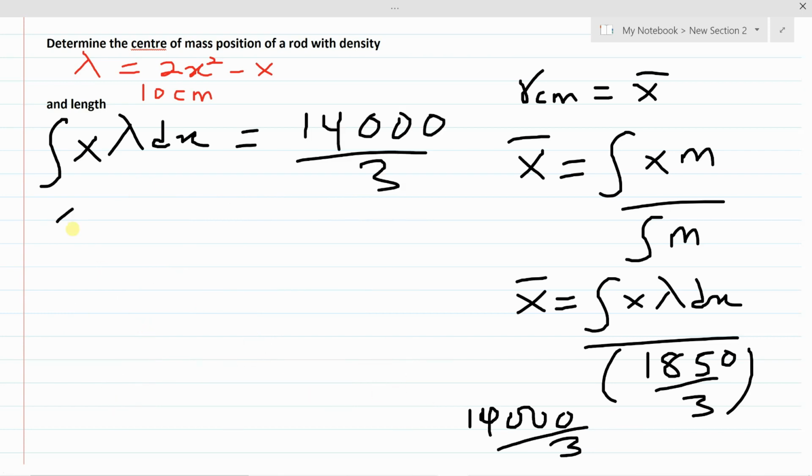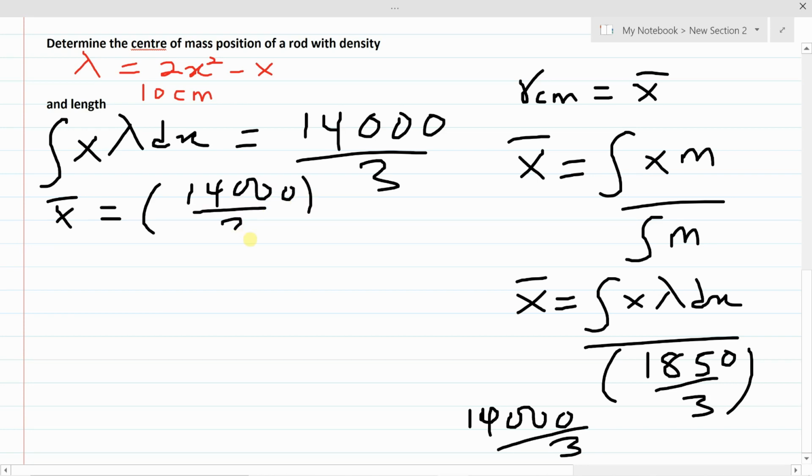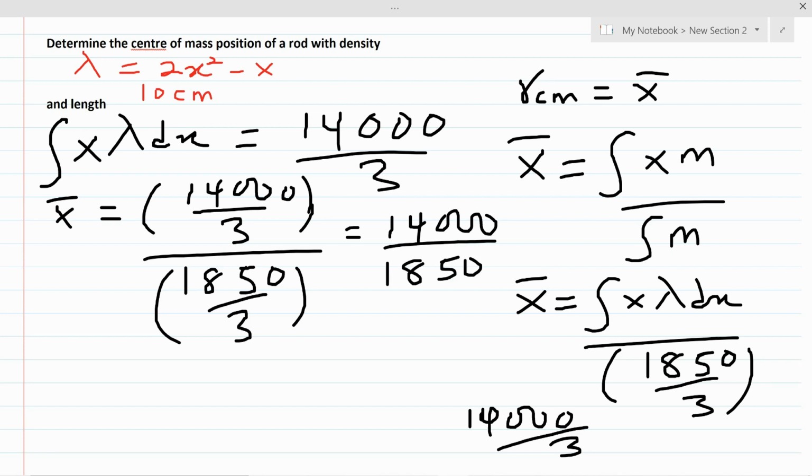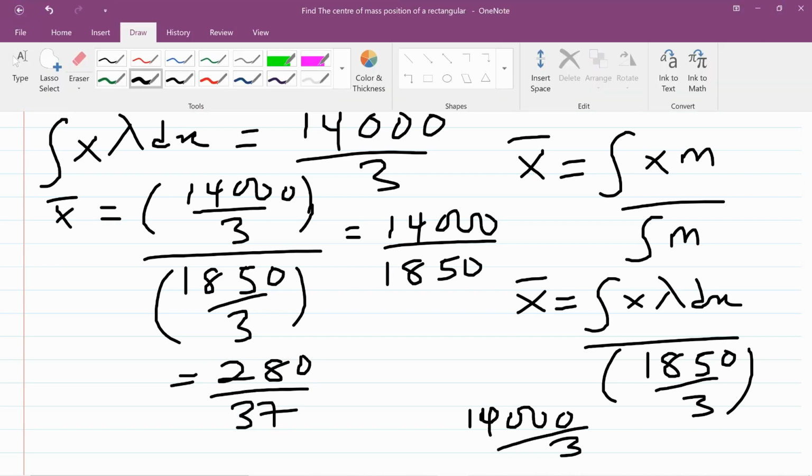Now our x bar is equal to 14,000 over 3 all over 1850 over 3, and now the denominators will cancel each other. We get 14,000 over 1850, which simplifies to 280 over 37.